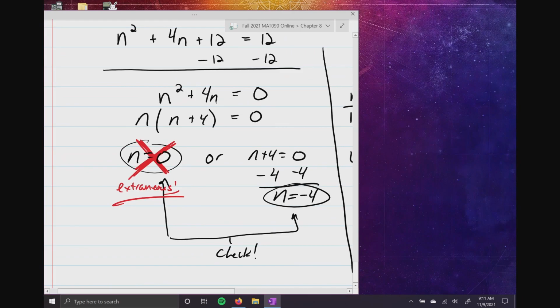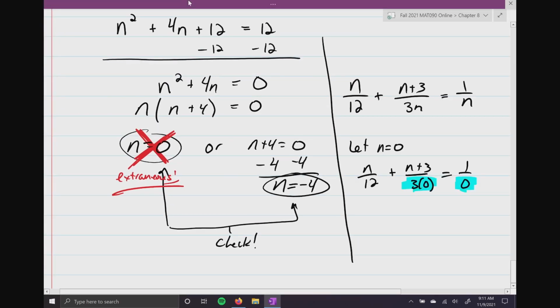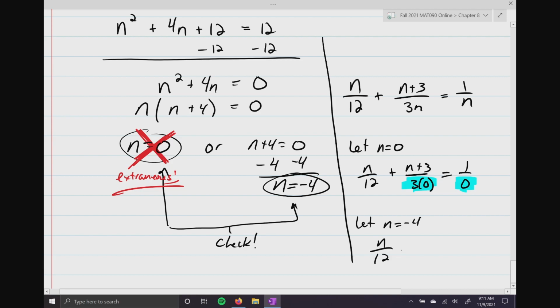Now I need to check n equals, what was it? n equals negative 4. So once again, I don't care about the numerator. The only thing I care about is that denominator.